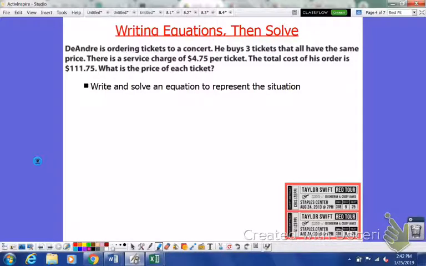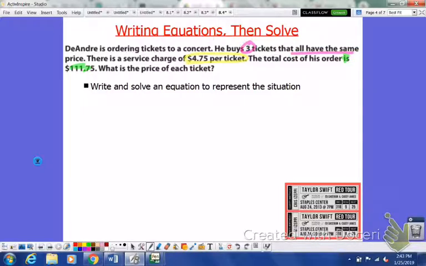If we go back, kind of pick this apart. We know he bought 3 tickets that are all the same price. There is a service charge of $4.75 per ticket. It's important that it's per ticket, not just one time. And then final cost is, there's my equal, $111.75. Okay, so what is the price of 1 ticket?